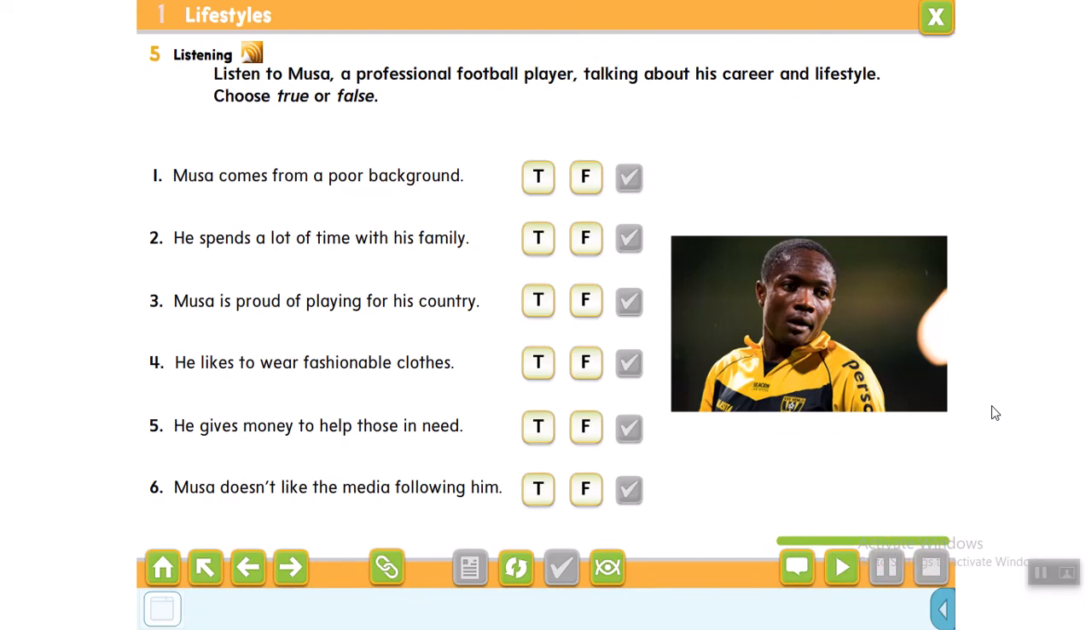Okay, well, let's listen one more time to make everything clear. Let's listen together, but carefully, and focus this time.